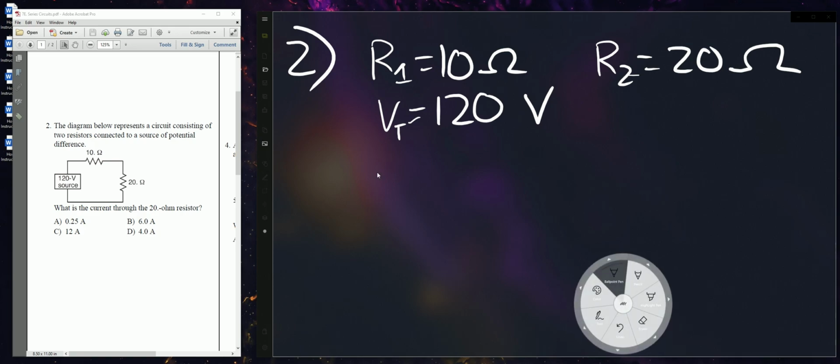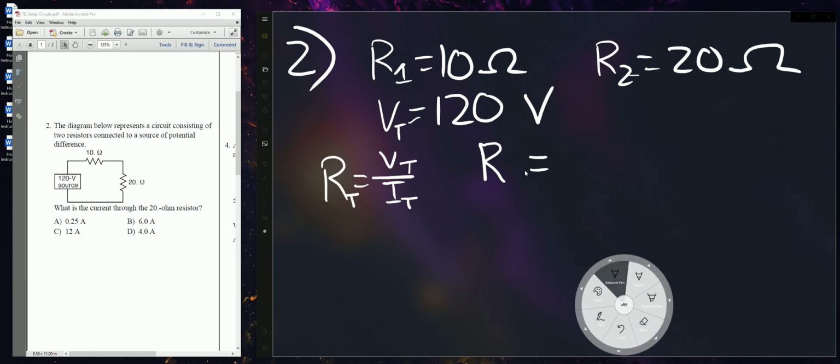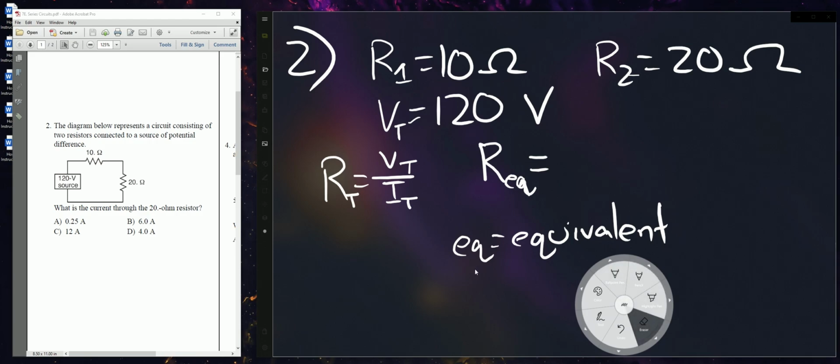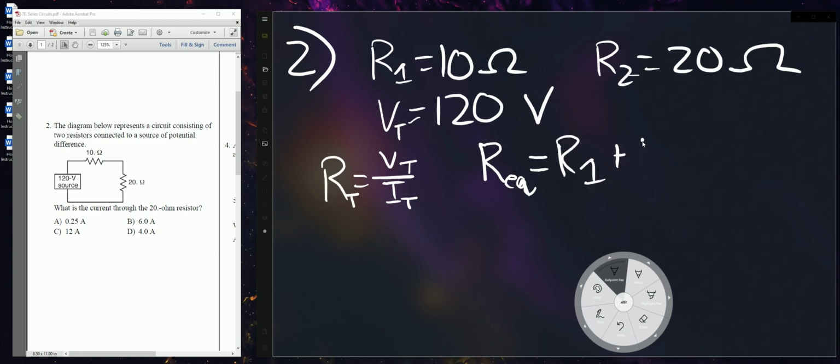What we have to do instead is use this formula. We know that resistance is equal to V over I. But this is total resistance, total voltage, and total current. I don't have total resistance, but I can solve for it. I can solve for my equivalent resistance. EQ means equivalent resistance. So my equivalent resistance is R1 plus R2.